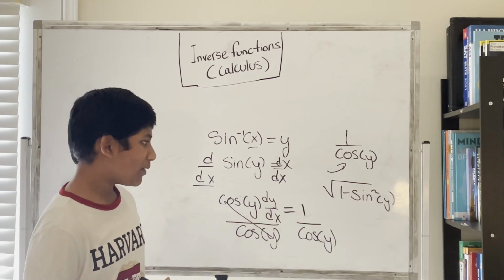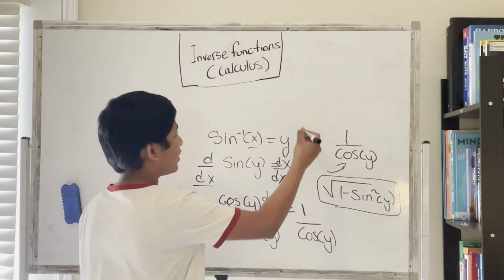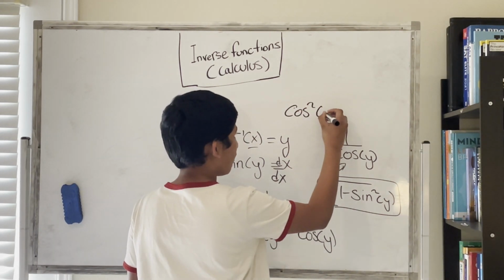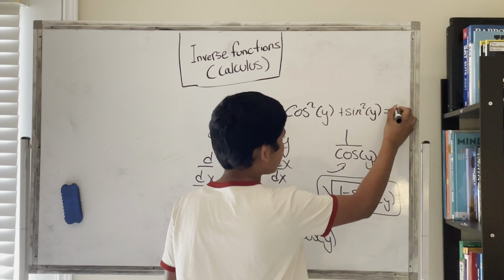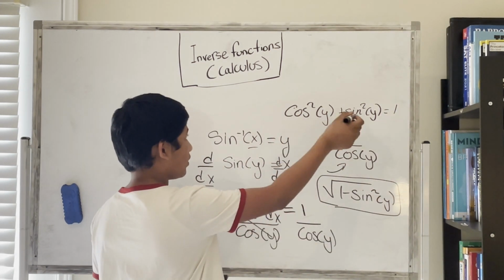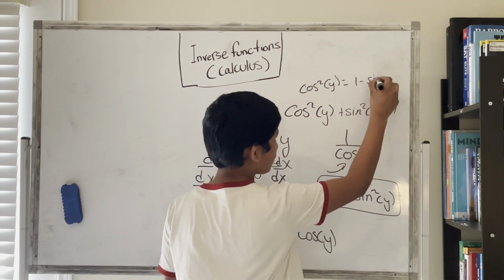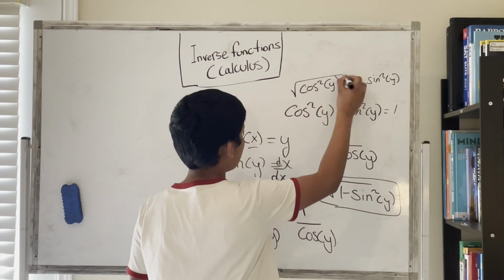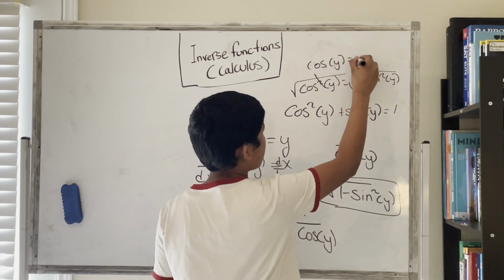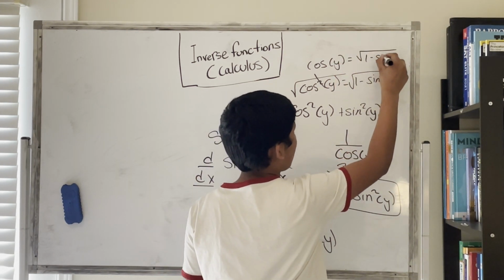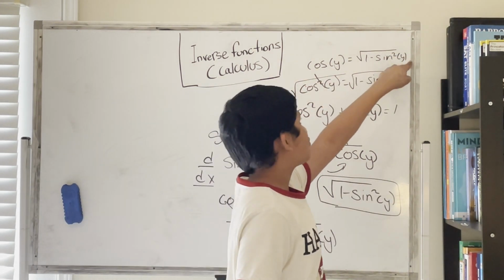Now, you also might be wondering how this trig identity arises. Well, we have the trig identity that cosine squared of y plus sine squared of y is going to equal 1. So if we just do some arithmetic, then we'll get cosine squared of y is going to equal 1 minus sine squared of y. Now we take the square root, and that's what cosine of y is equal to: the square root of 1 minus sine squared of y. And that's where the trig identity comes from.